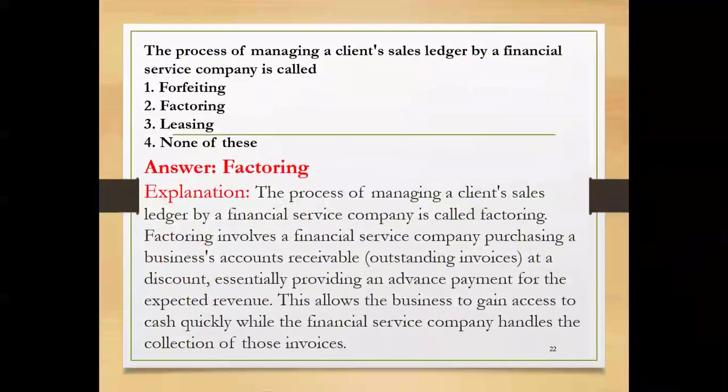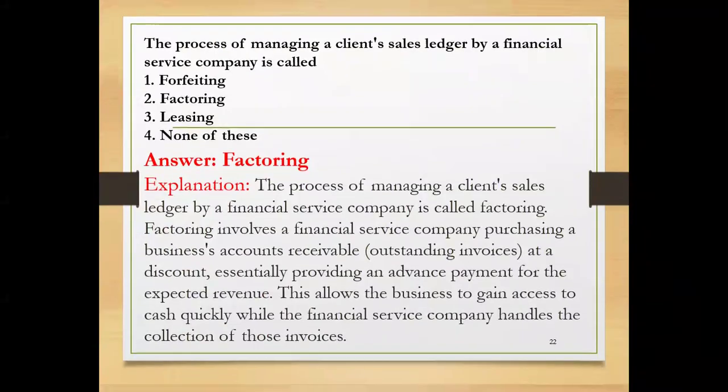Next question: the process of managing client sales ledger by a financial service company is called, is it forfeiting, factoring, leasing, or none of this? It is factoring. Basically, factoring involves a financial service company purchasing business accounts receivable, outstanding invoices, at a discount, essentially providing an advance payment for the expected revenue. This allows the business to gain access to cash quickly while the financial service company handles the collection of those outstanding invoices.